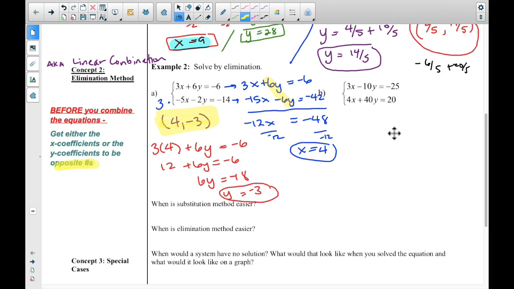Problem number 2b is very similar, and it's going to be one that I'm going to save for the additional video. If you still need more help, you can watch the other video on how to do problem 2b.